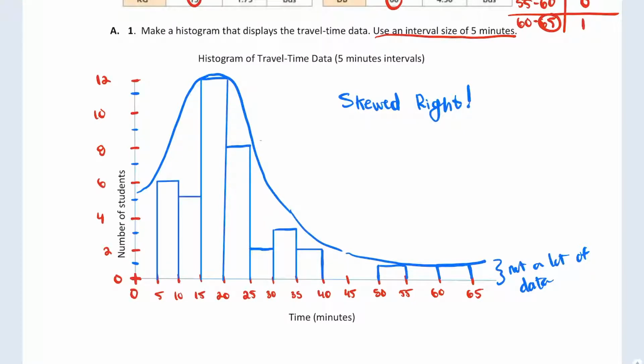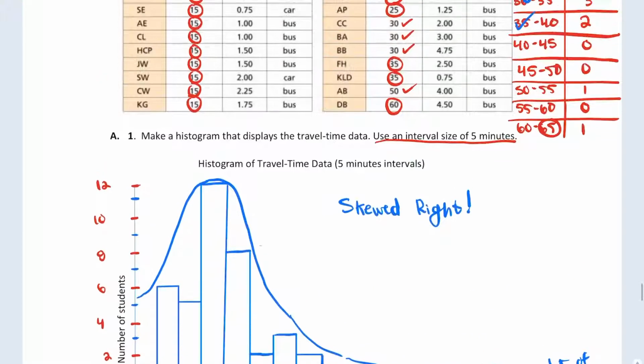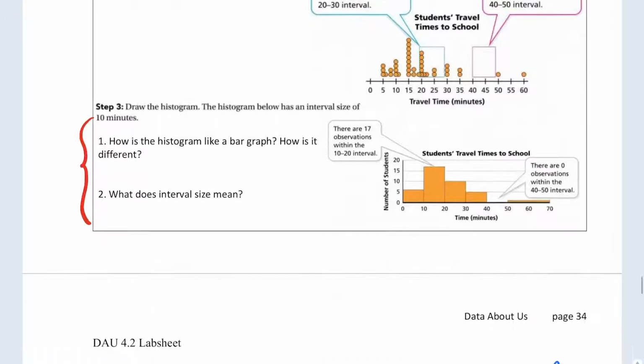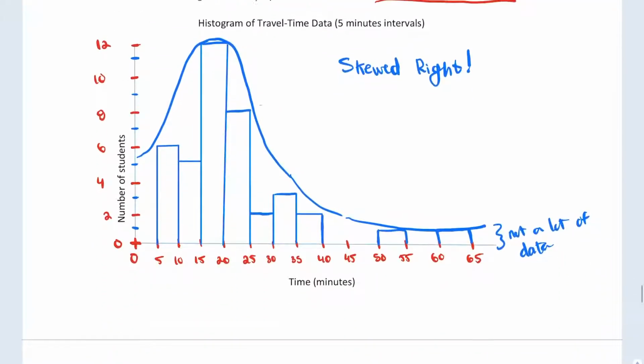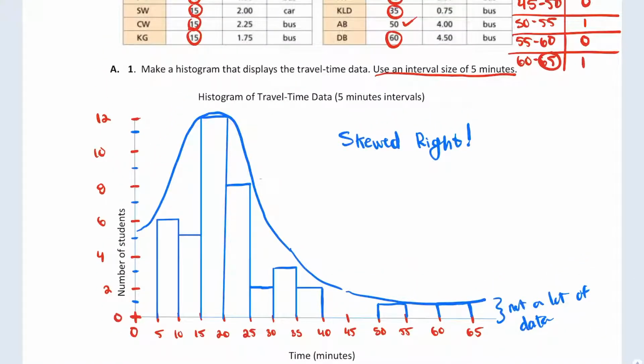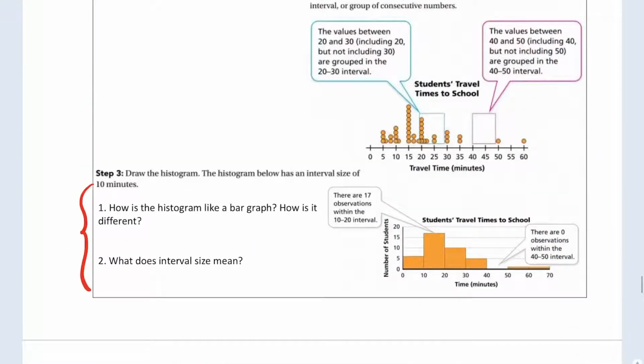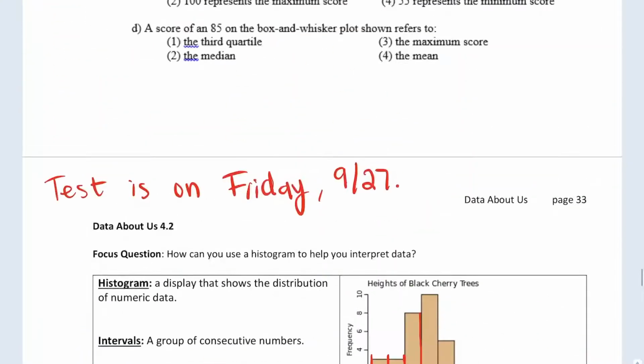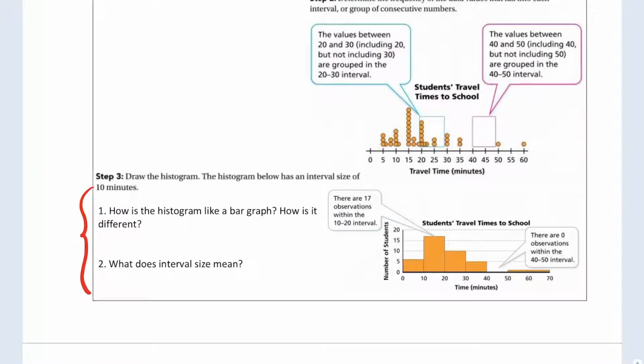Now, I want you guys to take a moment. Talk with your elbow partners, please. How is the histogram like a bar graph? How is it different? Okay, what's the same? What's not the same in terms of a bar graph? Okay, and we're actually going to talk about this when I see you guys on Wednesday. So talk about it for about 2 minutes. What's the same? What's different? And write your answers on page 33, right underneath question number 1. All right, go ahead, pause the video, talk about it.